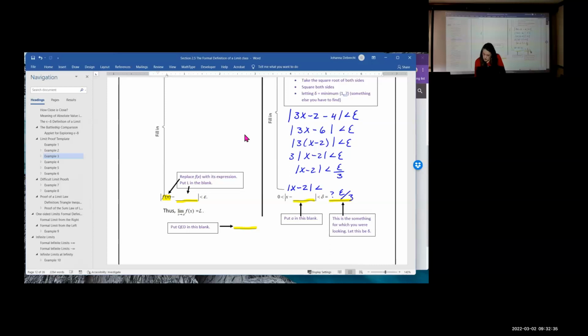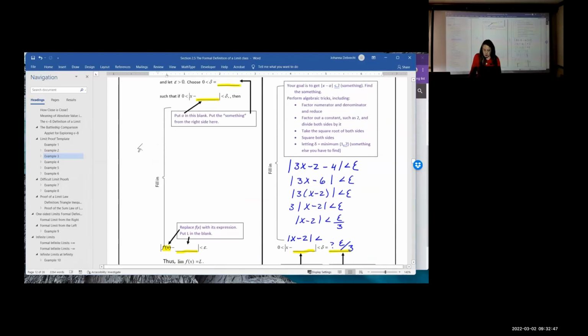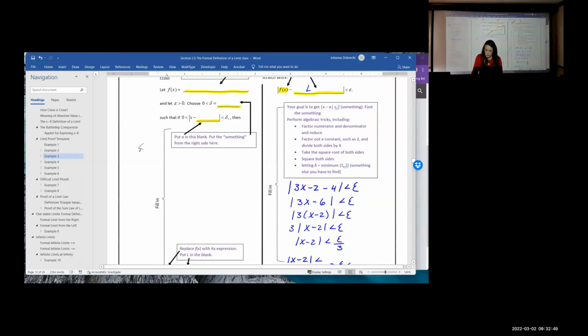So we'll choose epsilon over 3 this time to be our delta. Okay. Now let's start work on the formal side. We start by setting the function, let f of x be 3x minus 2, and let epsilon be greater than 0. Choose delta to be greater than 0 and equal to epsilon over 3.